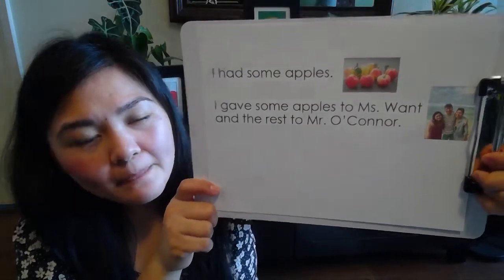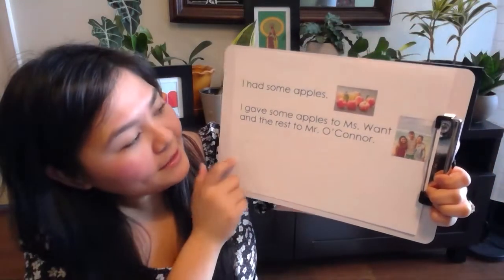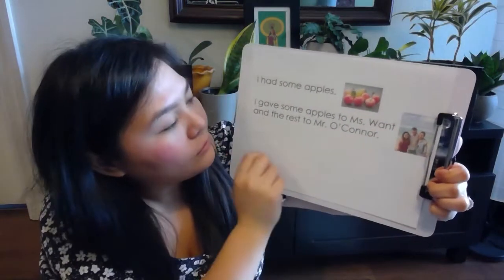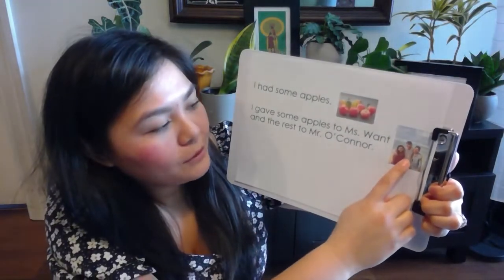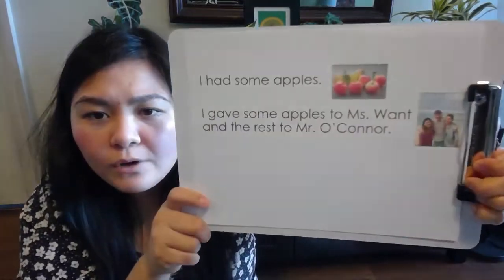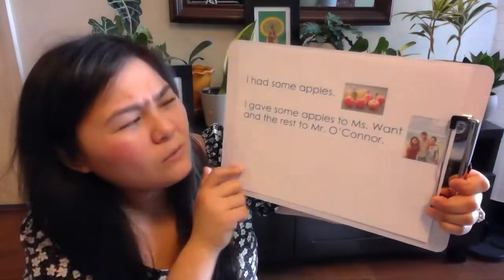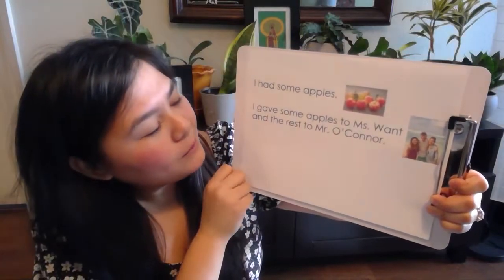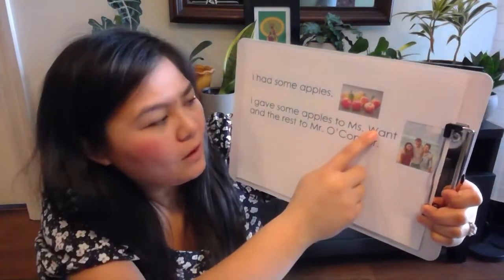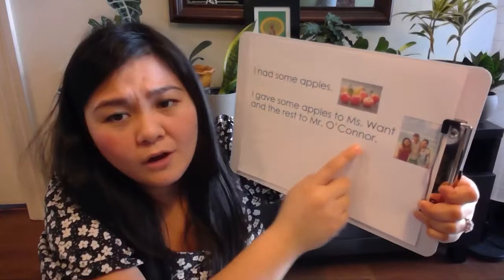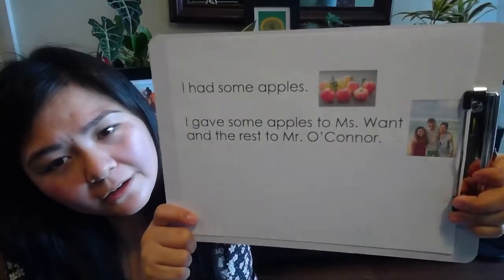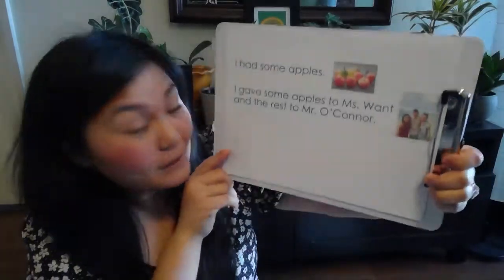So the new information that I gathered is this character gave some apples to Miss Swan, and then this character gave the rest of their apples to Mr. O'Connor. The wonderings that I'm having are, I'm still wondering how many apples the character started with. And now I'm wondering how many apples did they give to Miss Swan? And how many did they give to Mr. O'Connor?